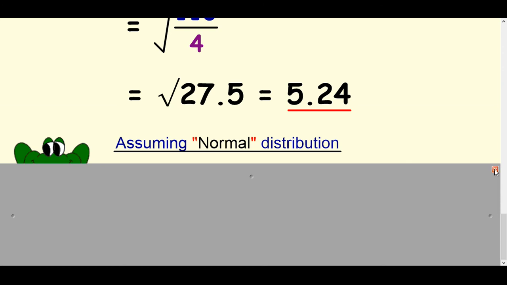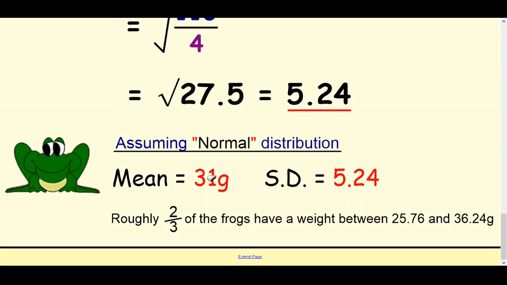Now, what does this mean to do with the frogs? Well, the average was 31. The standard deviation is 5.24. So 2/3 of the frogs have a weight between that lower than 31 and that higher than 31. So 2/3 of the frogs have a weight between 25.76 and 36.24.